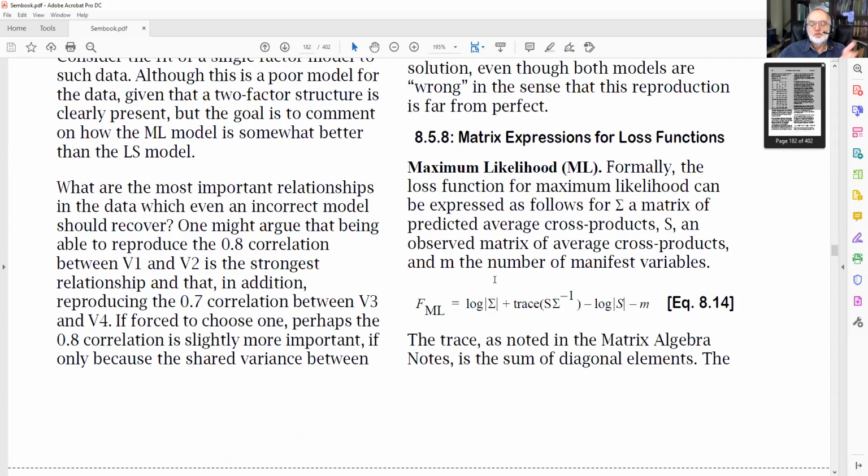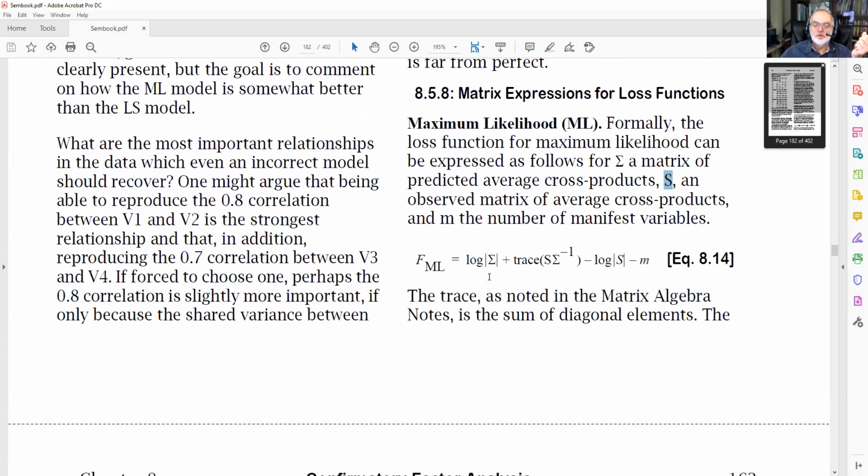So what does this loss function look like? Well, what we're going to do is to think about sigma, which is going to be a matrix of predicted cross products. So if you're analyzing a variance covariance matrix, it's going to be a matrix of predicted variances and covariances. If you're in the adjoint matrix, it's going to be a matrix of average sums of squares and cross products. And S is the actual matrix that I have in my data. So it would be my actual variance covariance matrix.